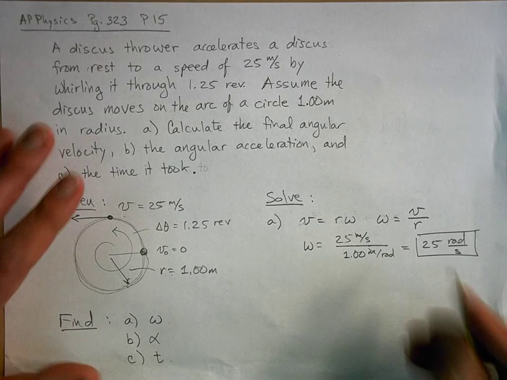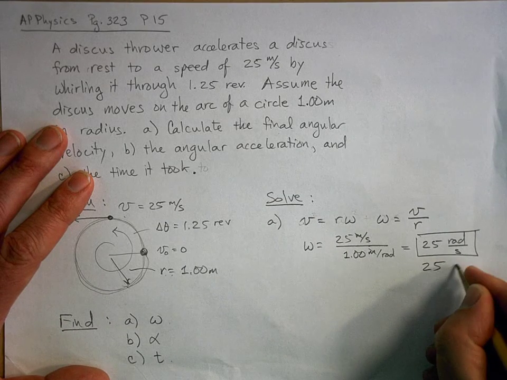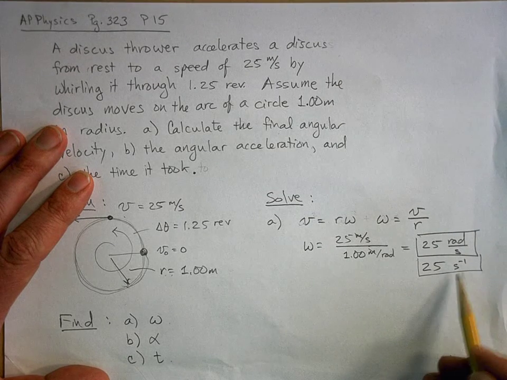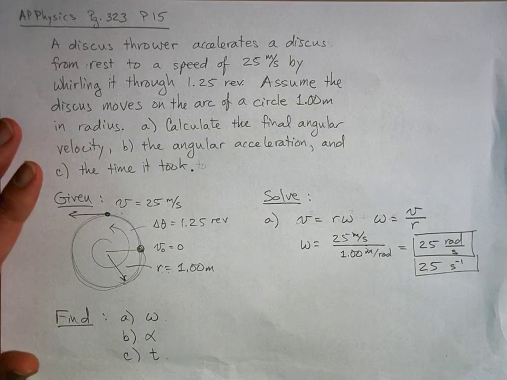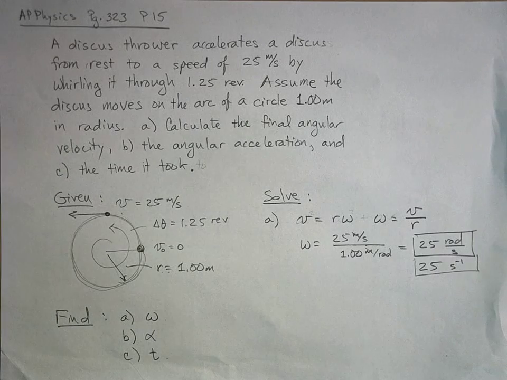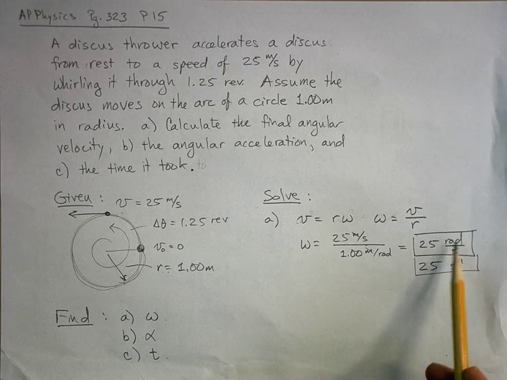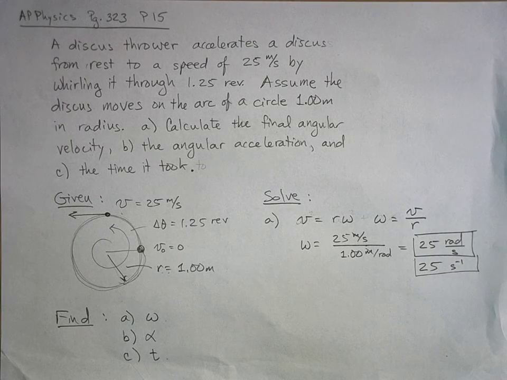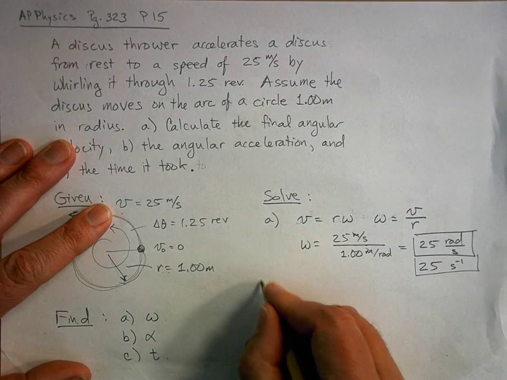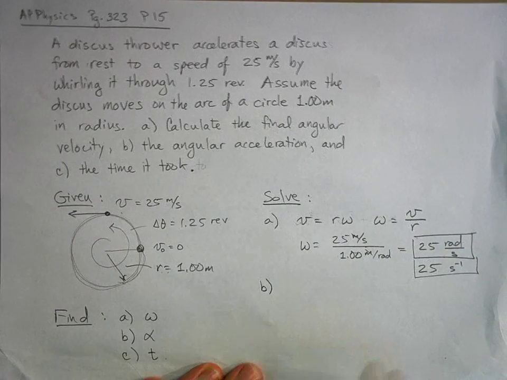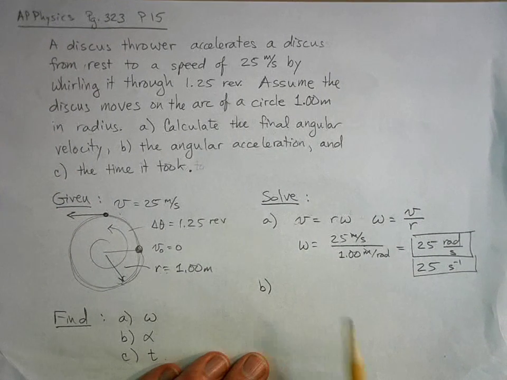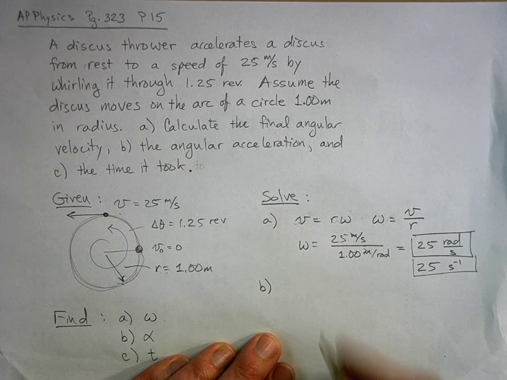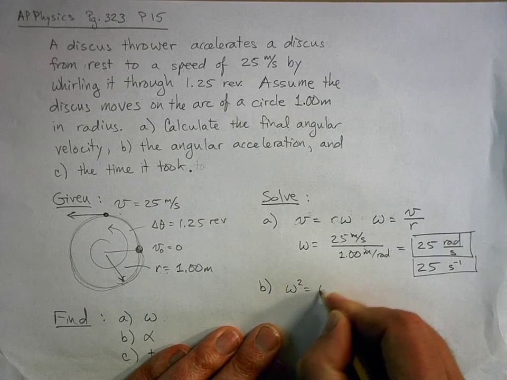By the way, sometimes you'll see the book write the units as seconds to the -1. Radian is dimensionless, so you can write it down, but you don't need to. You could just say 1 over seconds or seconds to the -1 power. Okay, part B. Now I can use the kinematic equations. I want to know the angular acceleration. I don't know the time, so I want to use the equation that doesn't have time in it.